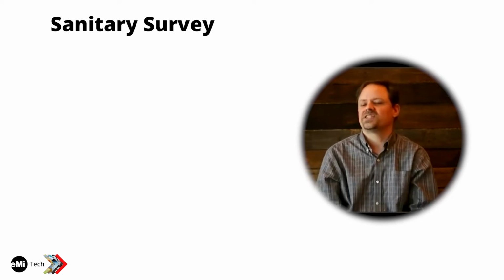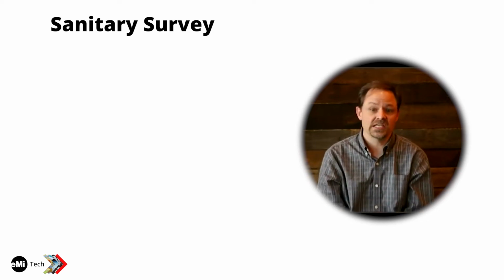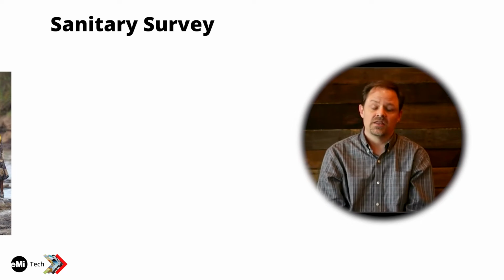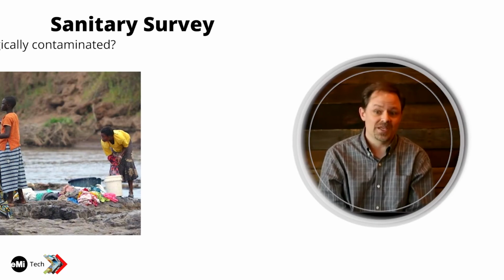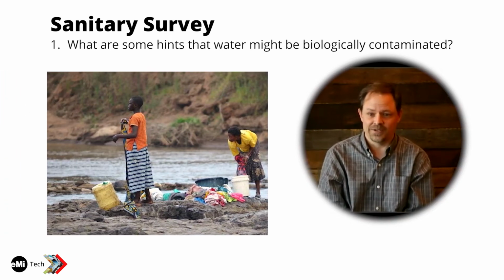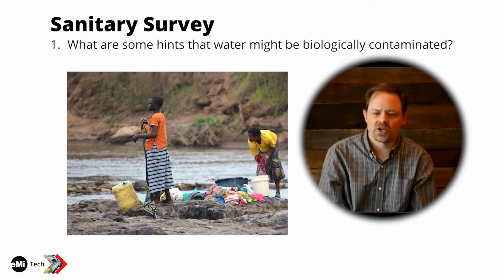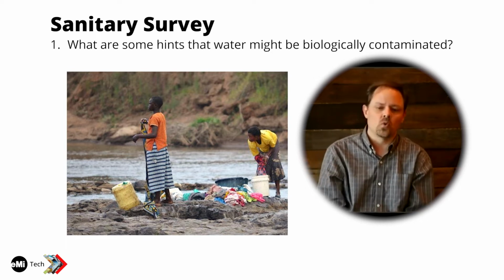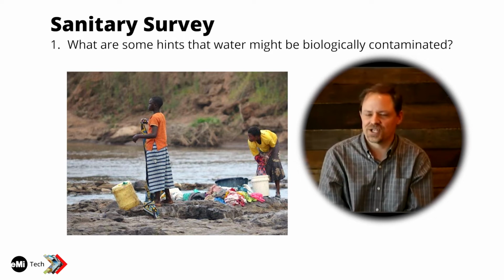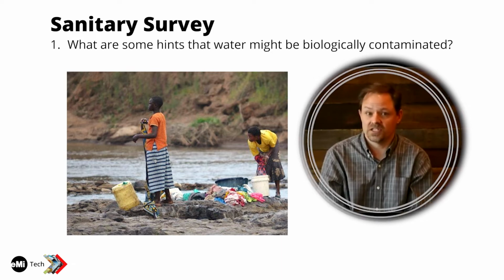And I just want you to take a look at the pictures and see if you can spot some hints that the water source might be biologically contaminated. So take a look at the picture on the left there. We see some folks washing clothes. They're next to a stream. What might be the issue there that might cause some concern about contamination?